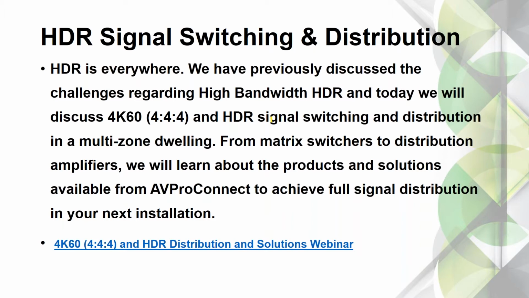Okay, so HDR signal switching and distribution. Now, HDR is everywhere. We use the term 4K 60 444, even though most of the content on UHD is 24 frame. So it's 4K 24 444, but 10 and 12 bit. Because the 4K 60 444 8-bit signal is the full 18 gig or 17.92 gig. So that's what is actually causing the issues out in the field right now, by exceeding the capability of an HDBaseT extender.